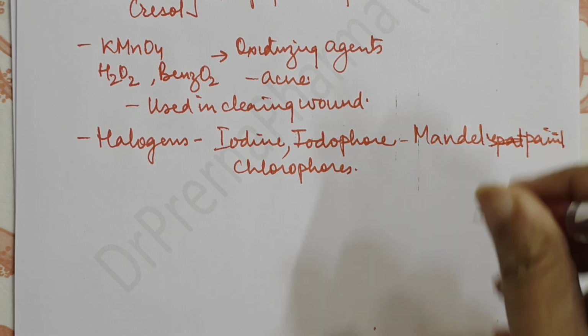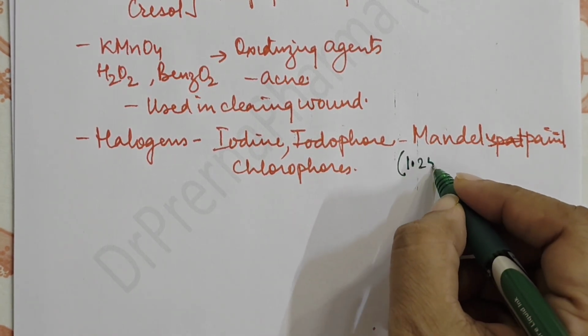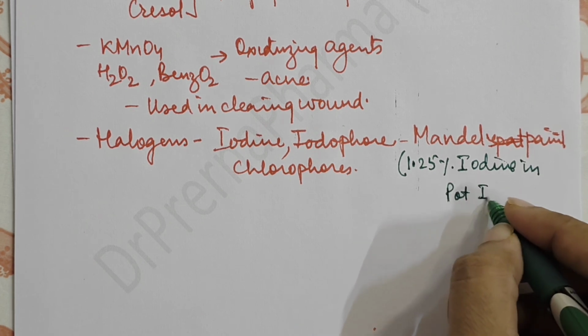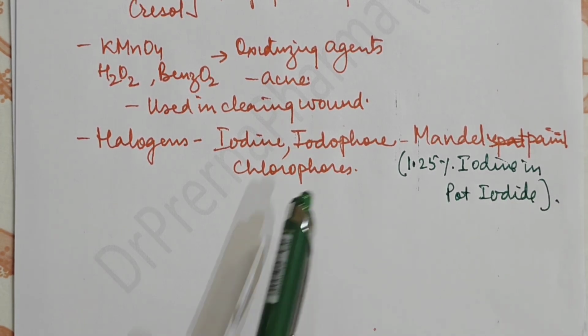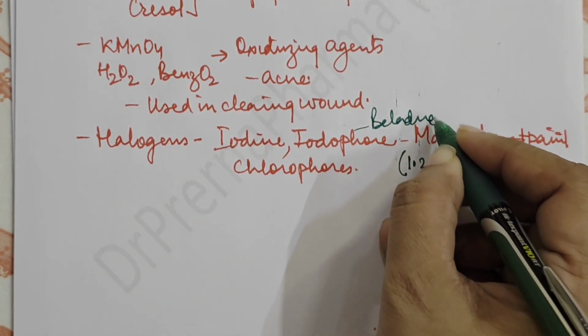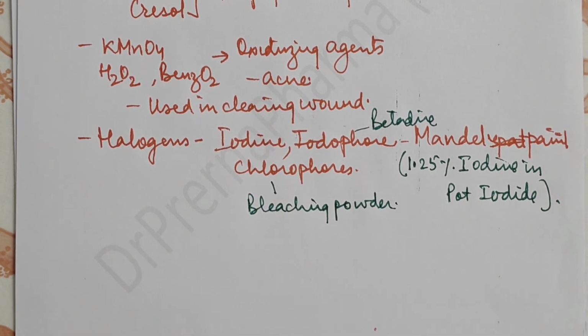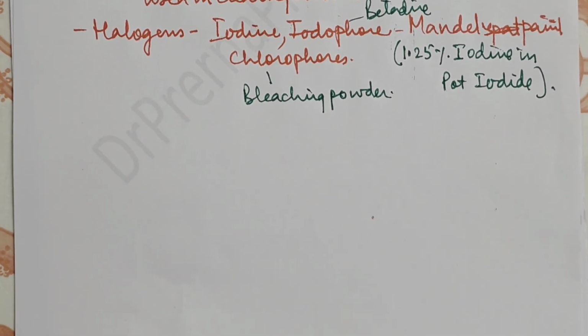Then there is something called Mandel's paint. Now what is this Mandel's paint? This is basically 1.25% iodine dissolved with potassium iodide. This is Mandel's paint. In iodophores we have betadine, right? In chlorophores we have bleaching powder or hypochlorite solution. Okay? So these are the drugs.